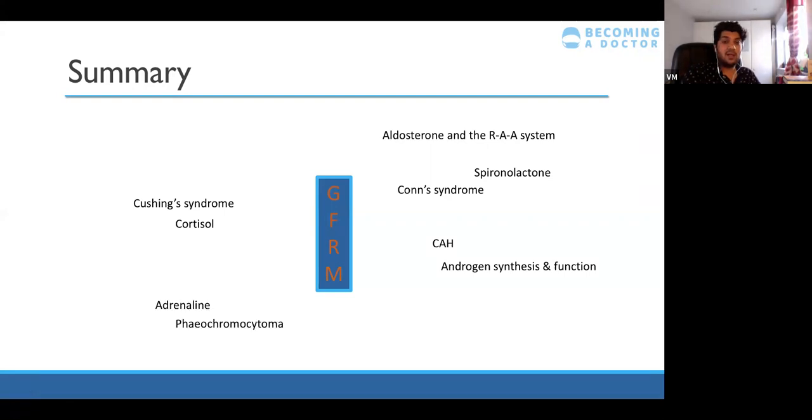And we've finally had a look at the medulla, the very core of the adrenal gland, looking at its role in production of adrenaline and phaeochromocytomas. So that's where things go wrong. And lastly, we've looked at hypoadrenalism, where the adrenal cortex goes wrong.